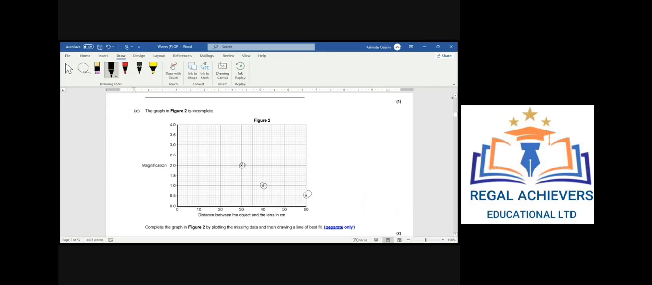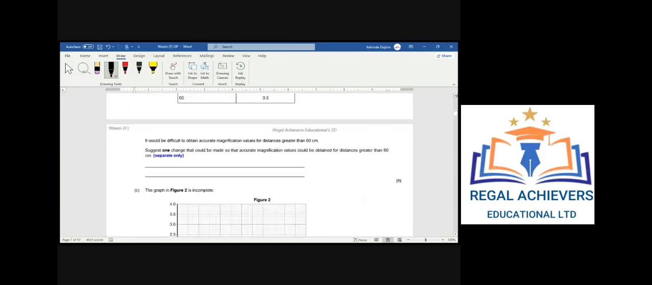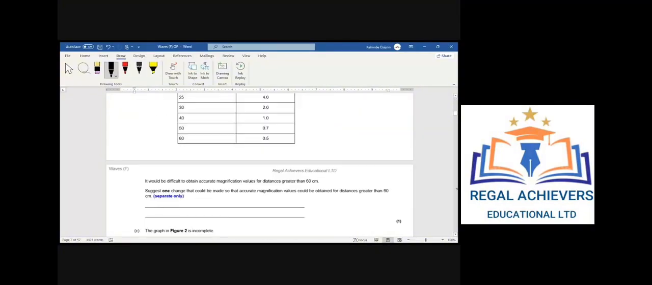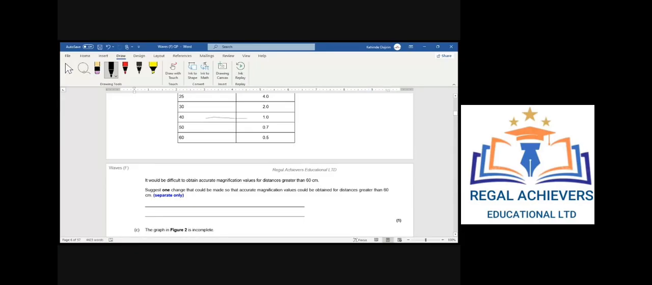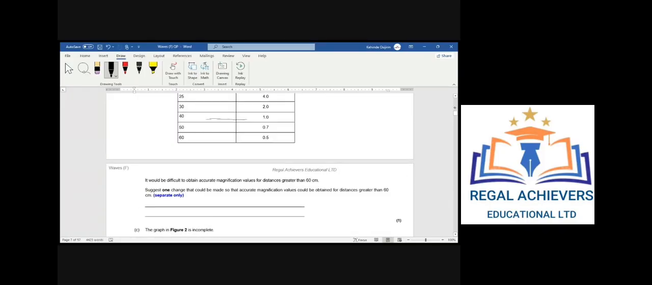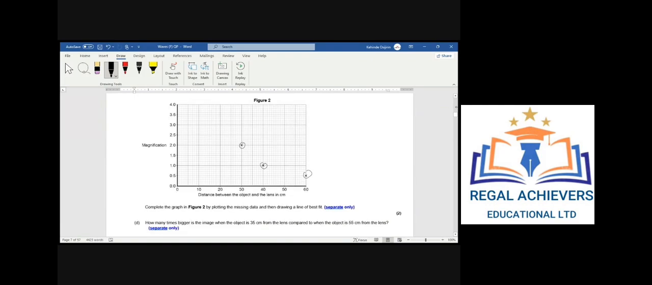If you look at this, the magnification is 2.0 and the distance of the object is 30. So we'll go back to that table. You can see right there that you can get those values. When the magnification is 1.0, the distance is 40. When it is 60, it is 0.5. When it is 50, it is 0.7. This is 50 here, so 0.7 is going to be somewhere around there.